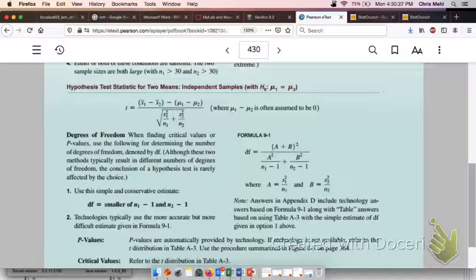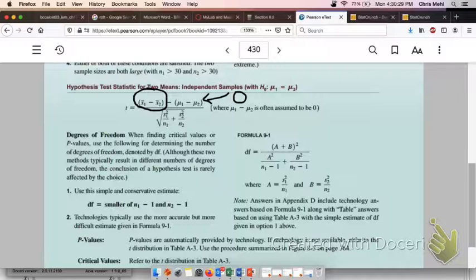But the test statistic t, the numerator, you would take x1 bar minus x2 bar, so the first sample mean minus the second sample mean. Mu1 minus mu2 is going to equal 0 because the null hypothesis is that those are equal to each other. And then you would divide that by the square root of s1 squared over n1 plus s2 squared, so the second standard deviation squared over the second sample size n2.